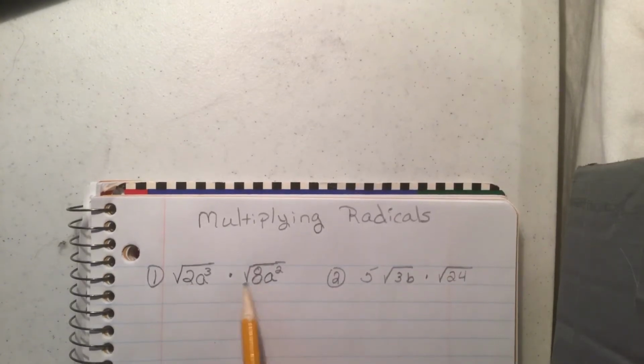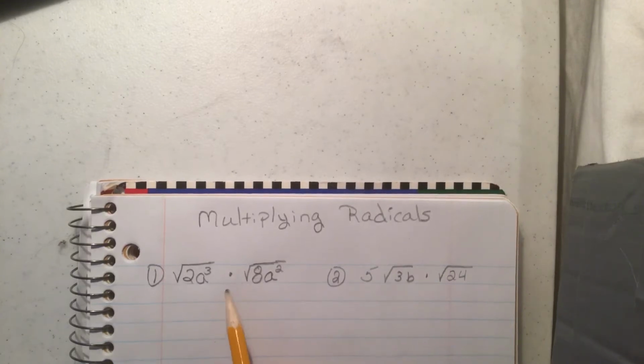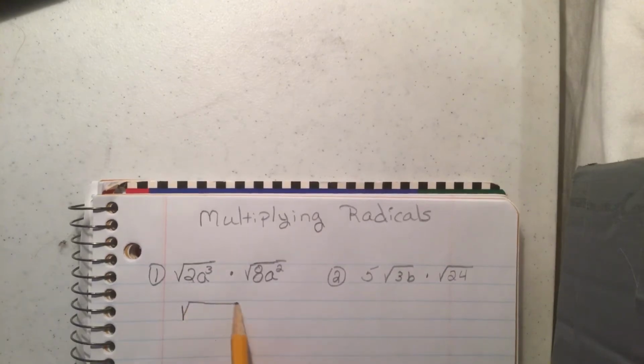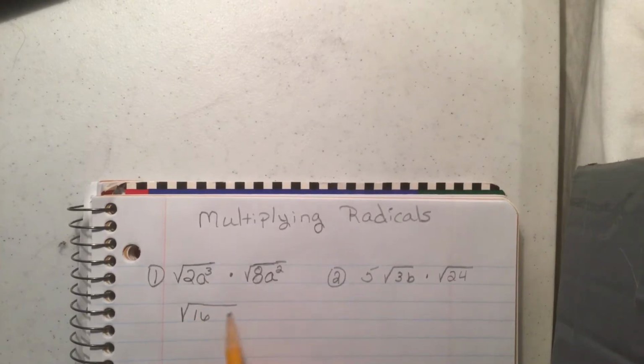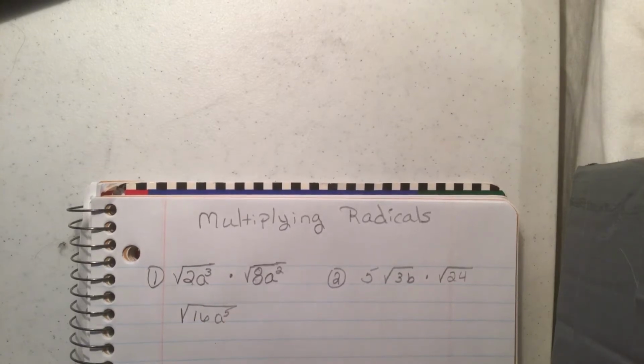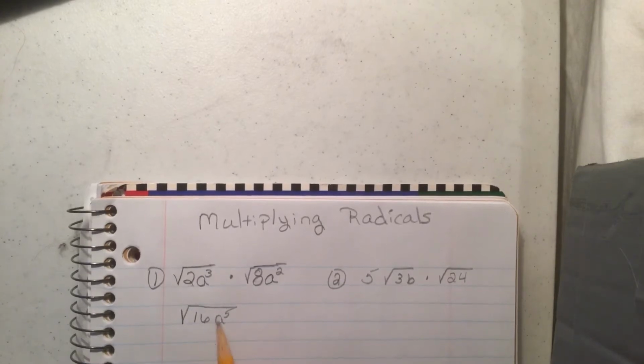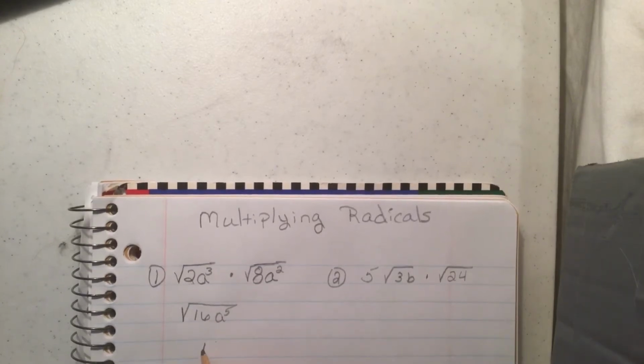All right, so the first thing I'm going to do, I could go ahead and simplify these first, but I might as well just go ahead and multiply them out first, then simplify them down. So this is going to be square root of 2 times 8, which is 16, and then a cubed times a squared is a to the 5th. All right, that makes it to where I don't even have to worry about that because I know what the square root of 16 is. It's 4. So I can bring a 4 out.